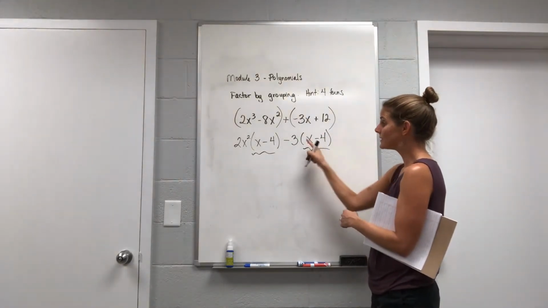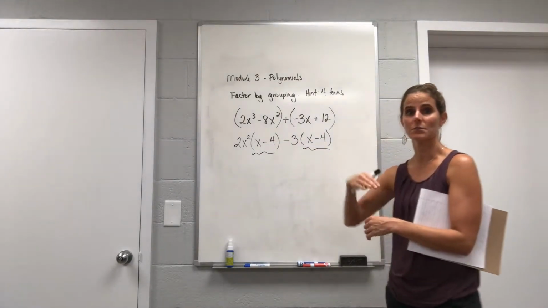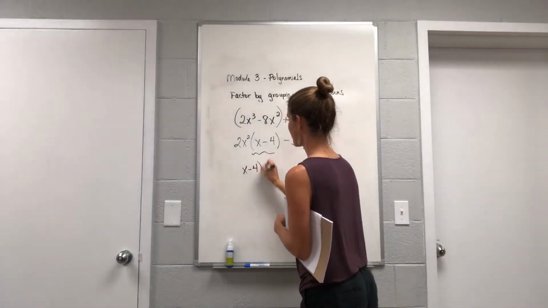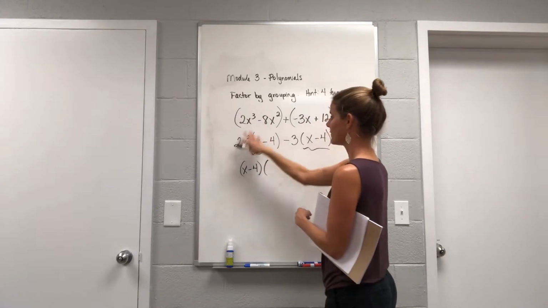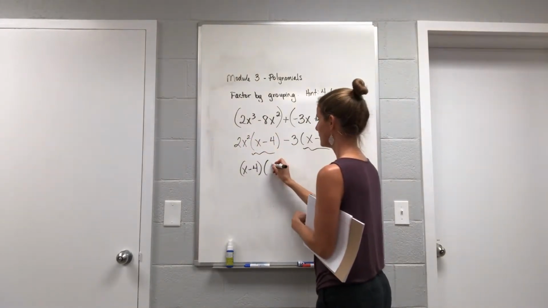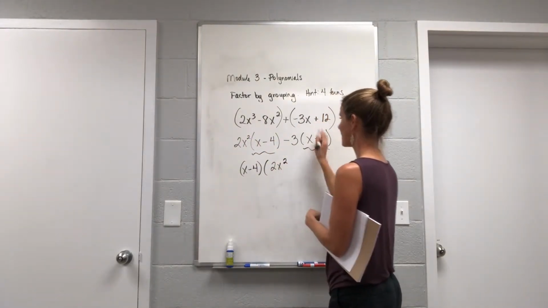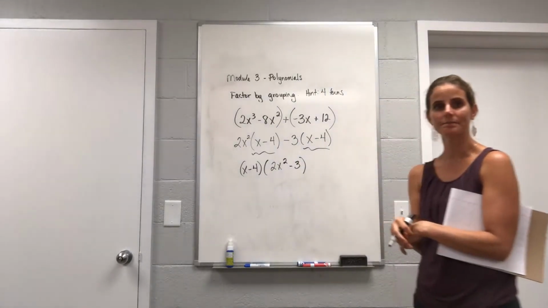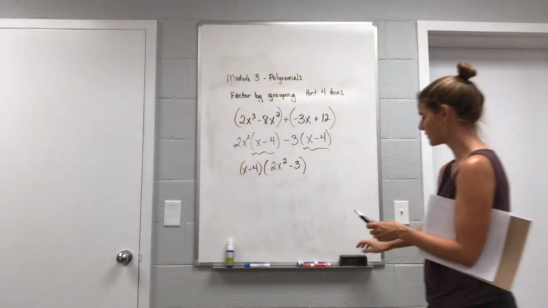All right, so now this x minus 4 is my GCF, so I'm going to factor that out, bring it out front. So x minus 4. And then if I take that out of this term, I'm going to be left with 2x squared. And if I divide it out of this term, I'm going to be left with minus 3. And that's it. All right, so that's factoring by grouping.